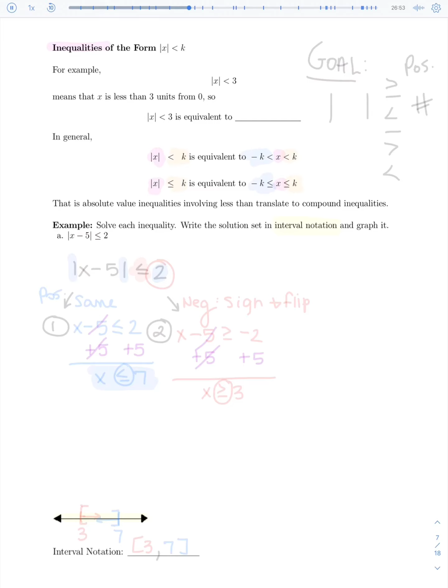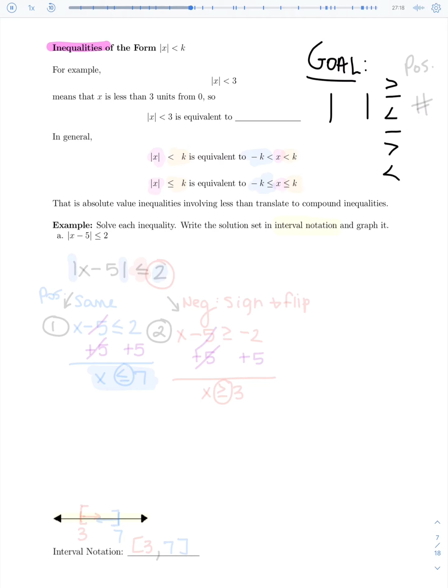In this next section, what we're going to look at is absolute value inequalities. So the idea is going to be the same as what we were doing before. The goal is going to be for it to look like the following. The goal is for us to get the absolute value by itself. Our inequality would be next.